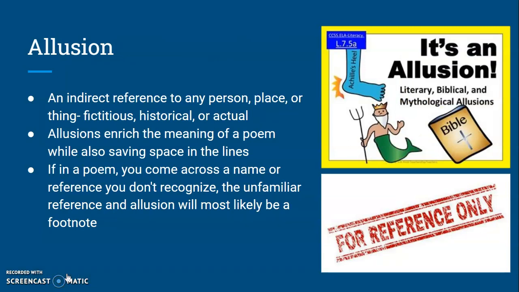So the next thing we're going to talk about is allusion. An allusion is an indirect reference to any person, place, or thing, fictitious, historical, or actual. Allusions not only enrich the meaning of the poem, but they also save space in the poem. If in a poem you come across a name or reference you don't recognize, the unfamiliar reference and allusion will most likely be footnoted at the bottom of the page.